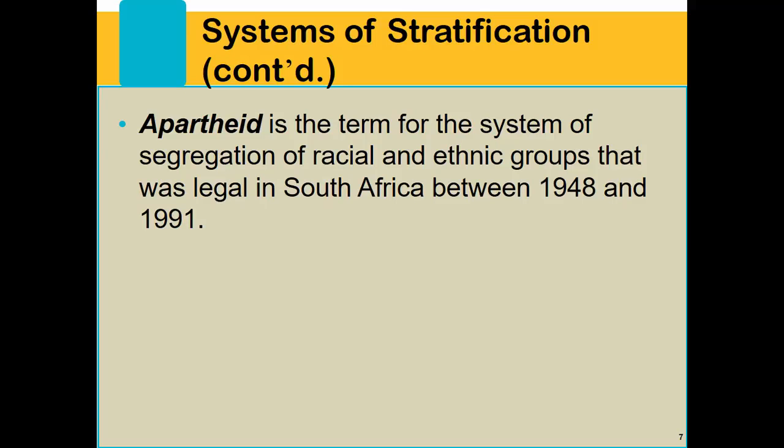Apartheid, then, is a term for a system of segregation of racial and ethnic groups that existed in South Africa between 1948 and 1991. So this was a relatively short-lived stratification system, but it was a very specific stratification system. Just like American segregation as it existed in the 1900s in the United States, I believe from about 1920 to about 1960, if I'm correct.